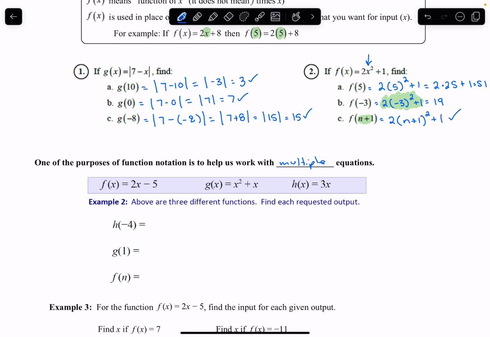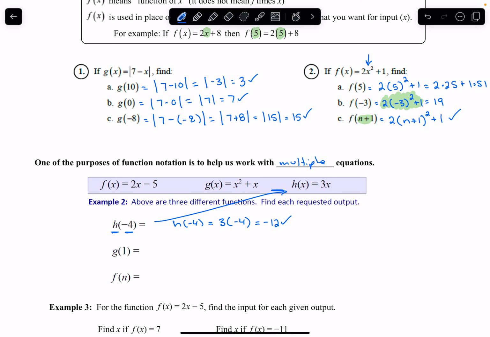The first one wants me to use the function h and plug in -4. So I find the h function, which is over here, and I replace the x with -4. So h of -4 equals 3 parenthesis -4. Type that in my calculator and I get -12.